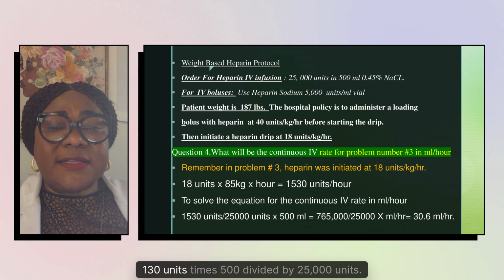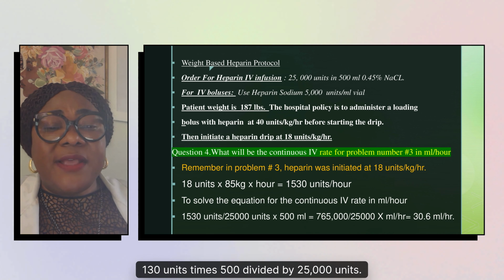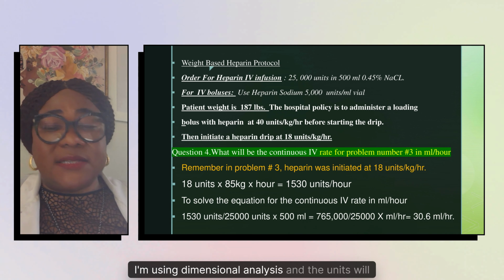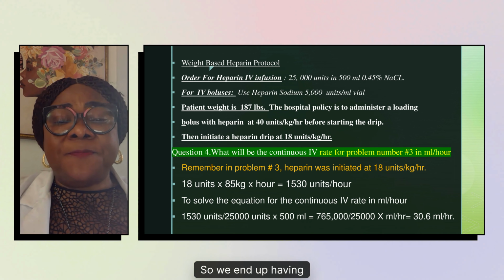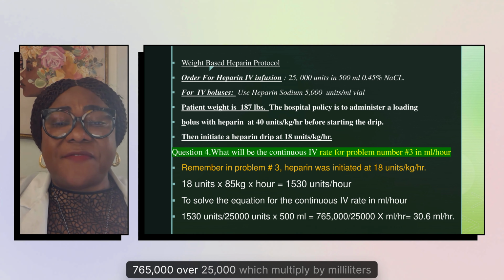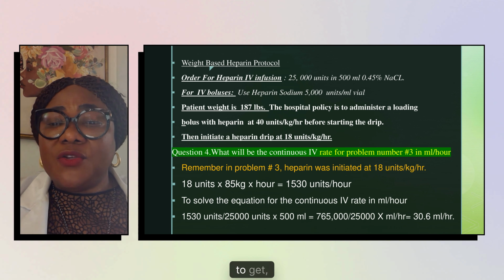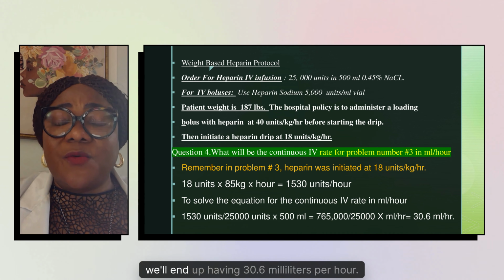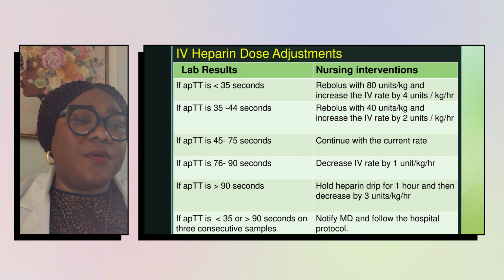So to solve for the continuous IV rate in ml per hour, we have to use the 1,530 units times 500 divided by 25,000 units. I'm using dimensional analysis, and the units will cancel off. So we'll end up having 765,000 over 25,000, which multiplied by ml, we'll end up having 30.6 ml per hour.